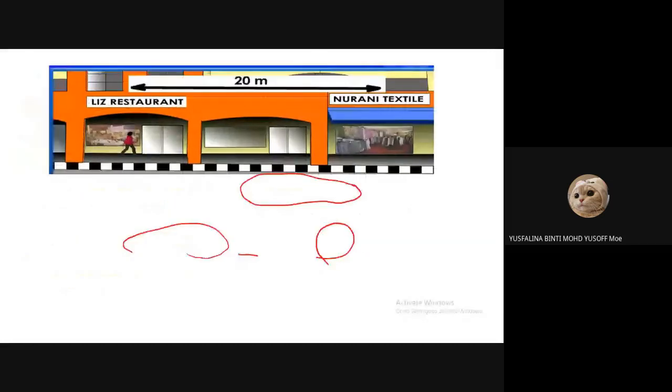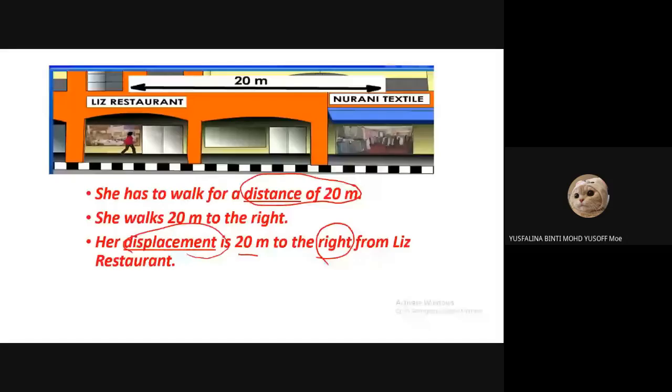Alright, next one. Siti has to walk for a distance of 20 meter. So she walks 20 meter to the right, so her displacement is 20 meter to the right from Li's restaurant. Okay, so let's say if I have two sentences here. Ali walks 20 meter, and then another one, Ali walks 20 meter to the right.